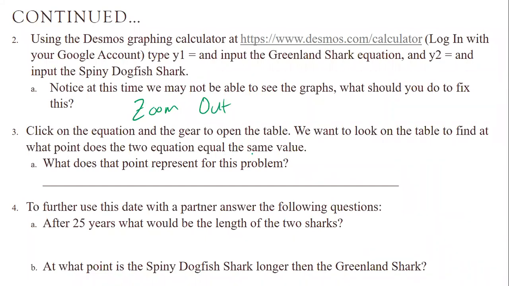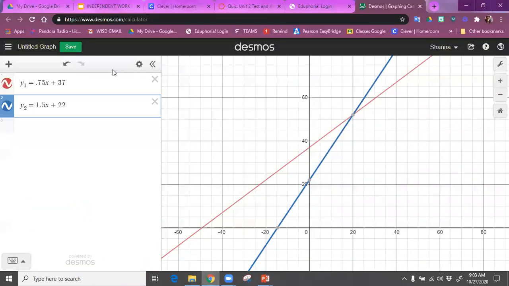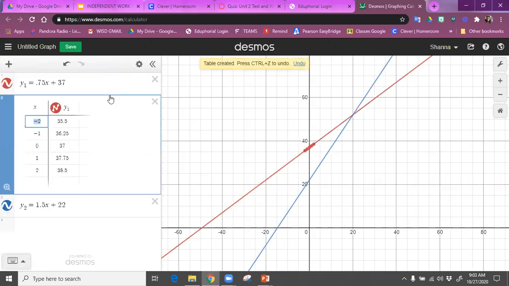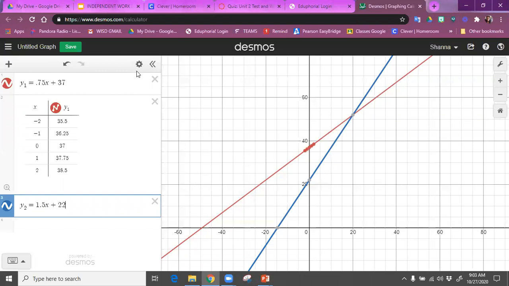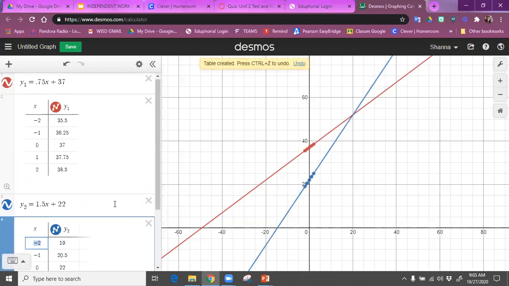So we clicked on the equation. Now we're going to click on the equation. I'm going to show you how to access the table. So to access the table, you click here and you see this little gear that allows you to access the table. And now you can see table values. Same thing here. Click on it. Click on the gear. Accesses the table.